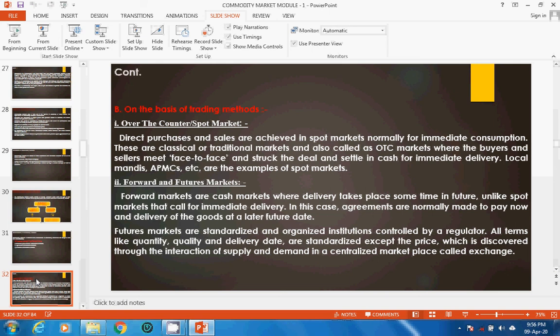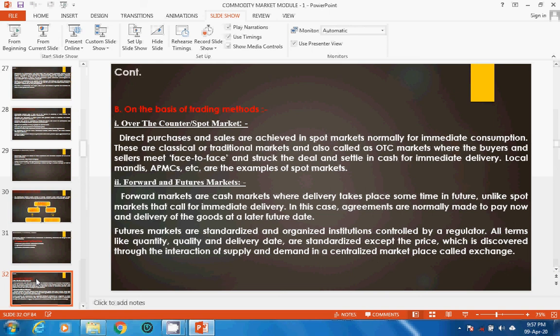Forwards and futures markets. In the successive classes, we are going to learn in detail these derivative markets on the commodity market platform, like the forward market and futures market. Forward markets are cash markets where delivery takes place sometime in the future. Unlike the spot markets that call for immediate delivery of goods, in the forward market, agreements are normally made to pay now, and delivery of the goods will take place at a later future date. That's the brief meaning of forward market.